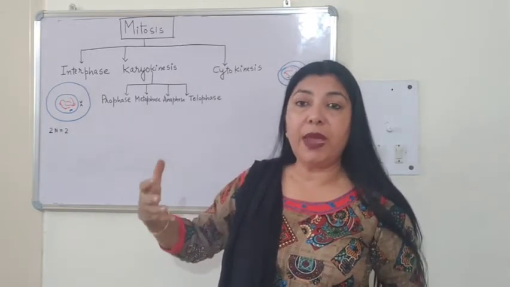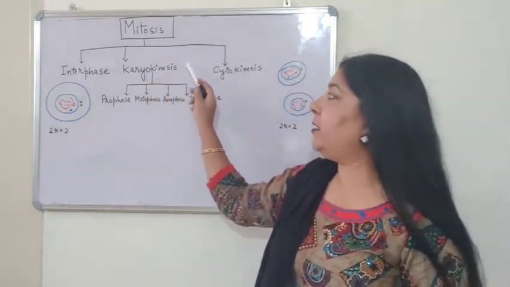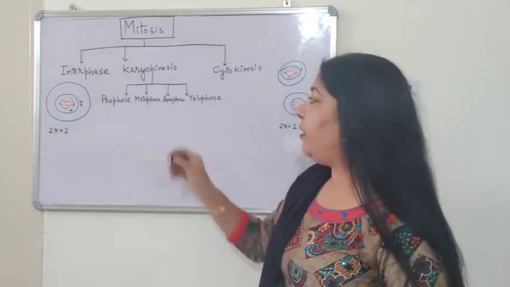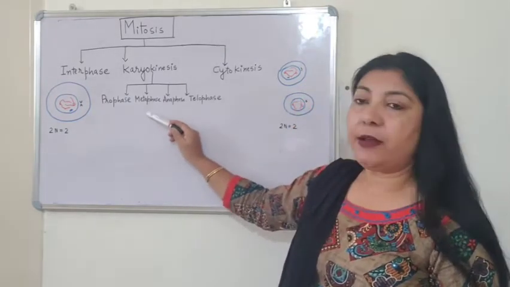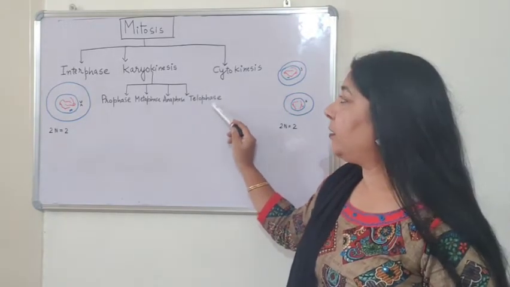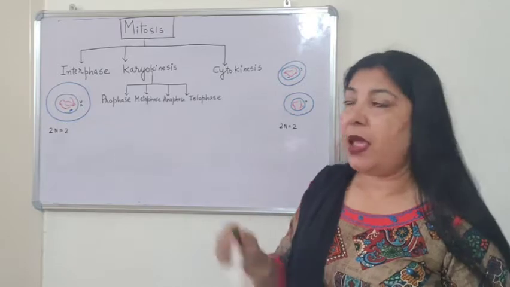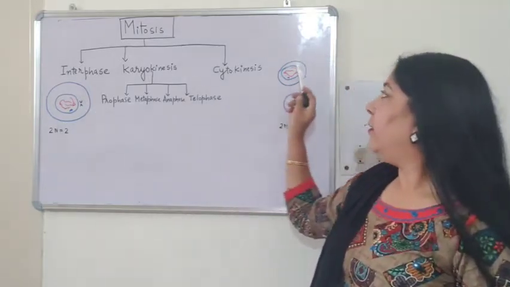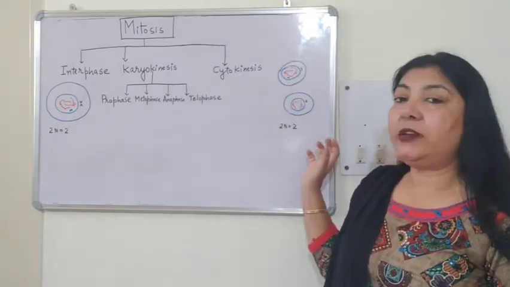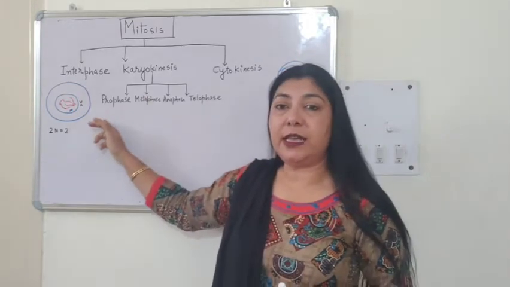It has to show many changes, and those changes are done in two stages. One is karyokinesis, where the nucleus undergoes division, which includes prophase, metaphase, anaphase and telophase. After telophase is completed, there is cytokinesis, division of the cytoplasm, and finally this cell develops into two daughter cells. One cell divides into two daughter cells which are exactly like the parent cell.